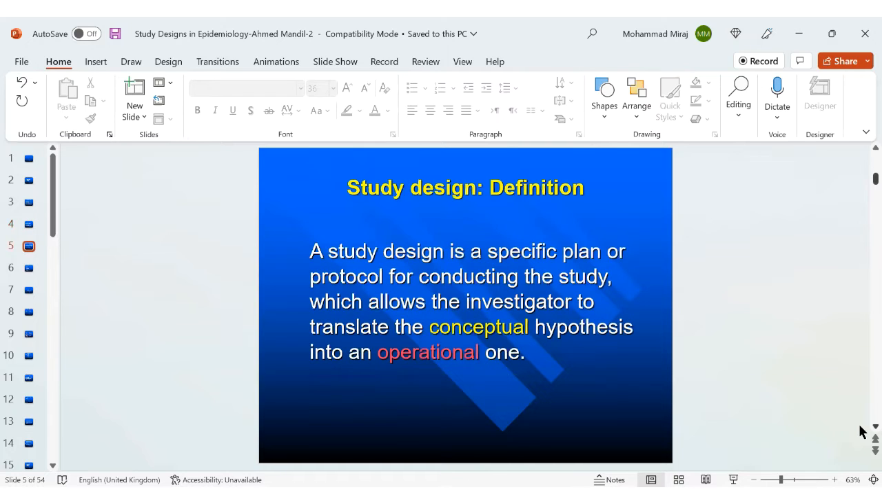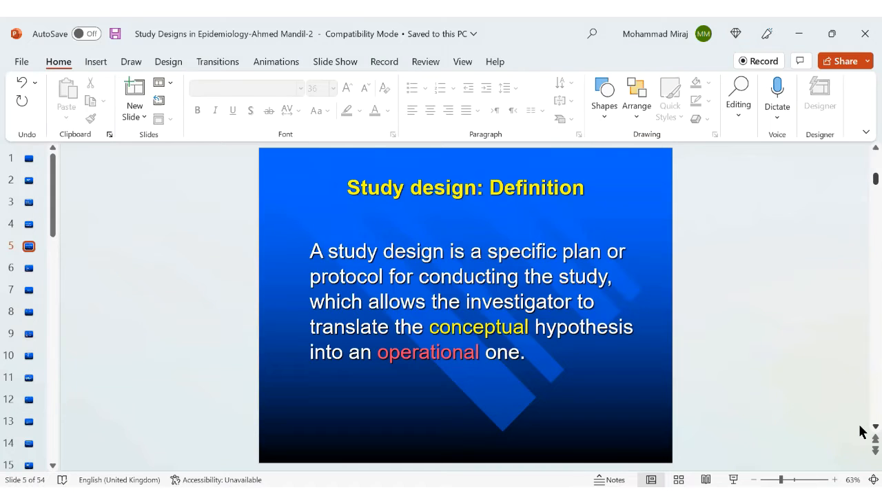So what is study design? Study design is a very important component in epidemiology, because without this concept, the understanding of epidemiological designs won't be gained much. So what is study design? It is a specific plan, a way or a protocol for conducting a study.